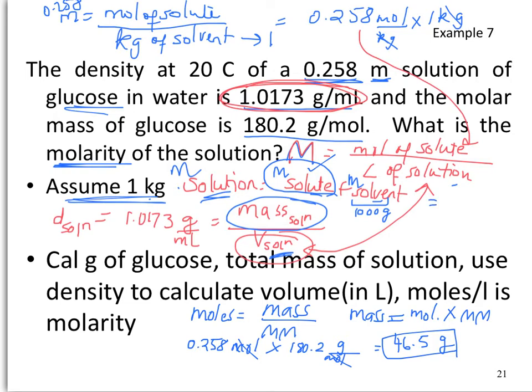The mass of solution is going to be equal to 1000 plus 46.5, which would be 1046.5 grams. So I have the mass of the solution, I have the density of the solution. Can I calculate the volume? The answer is yes.